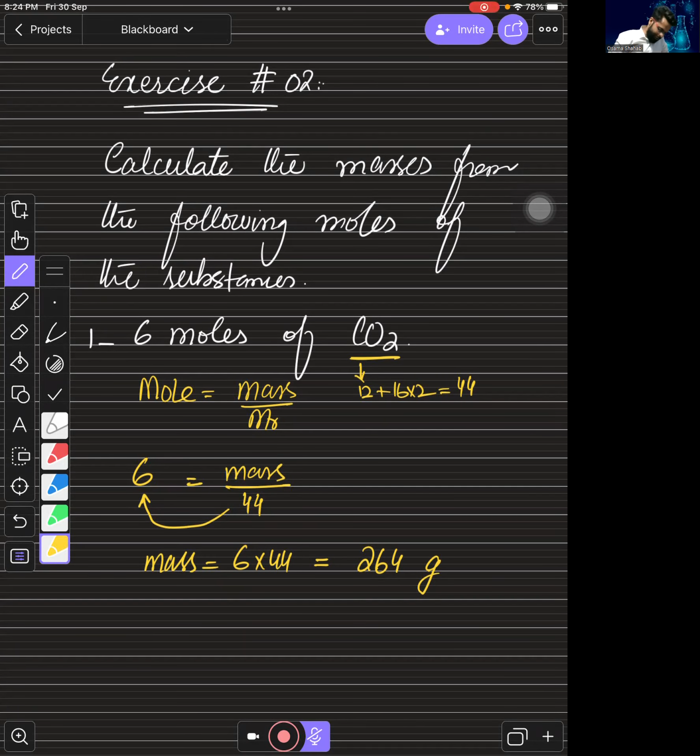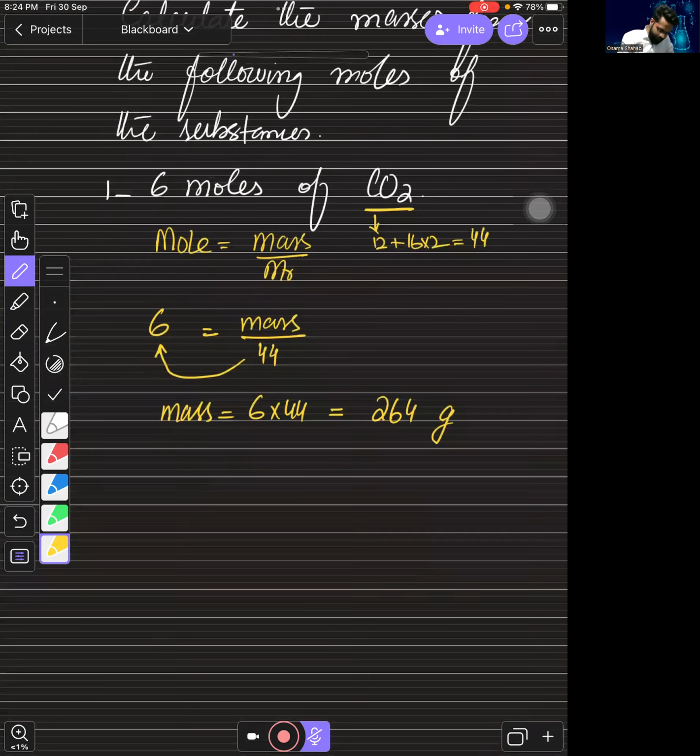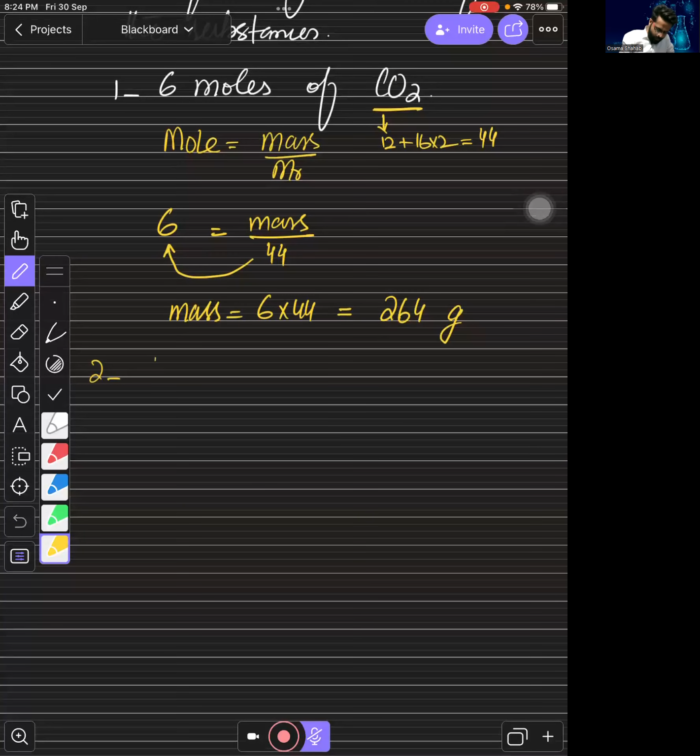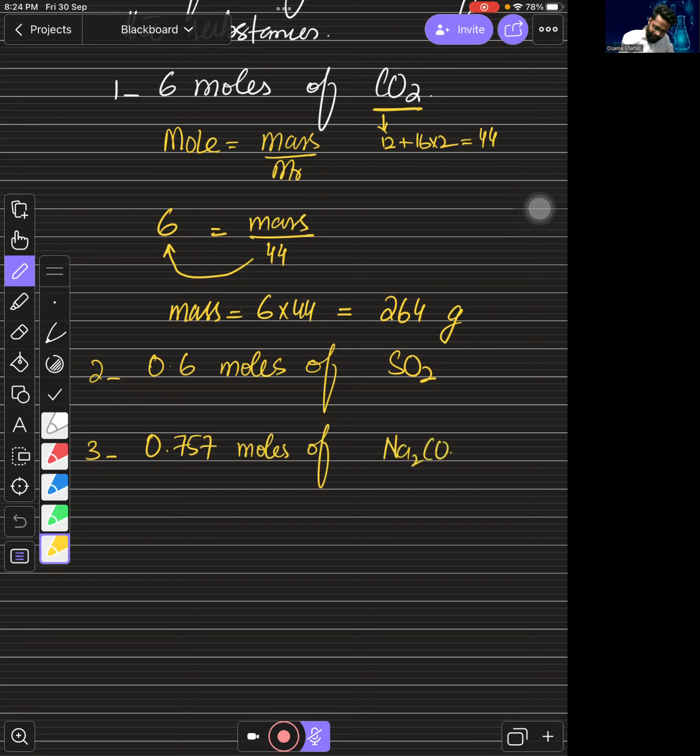Okay, so let's do some examples as well. For example, you have 0.6 moles of sulfur dioxide. For example, you have 0.757 moles of sodium carbonate, and if I add 10H2O over there, this is washing soda. This is what, bachon? Washing soda. Just do it quickly.